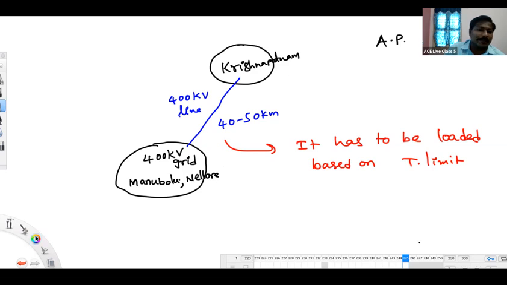Krishnapatnam is a thermal power plant. We have an AP Genco thermal power plant there. So this is one of the practical examples of what you can do. Short lines may go for loading greater than SIL. So this plant is an exception to the definition of a short line. This is more length, that is the difference. The thermal limit is based on its length, I said already.